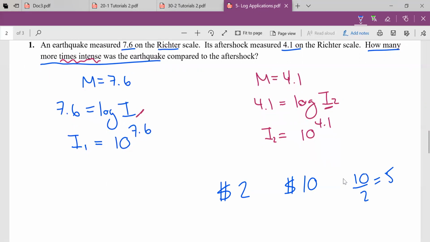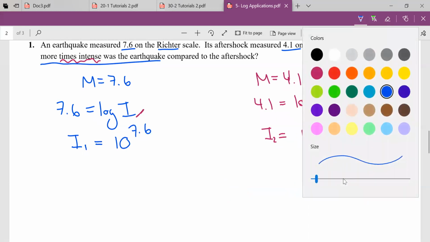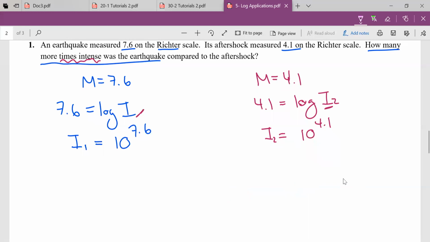What did we just do? How many times more anything is the bigger divided by the smaller. How many times more is the bigger divided by the smaller? Let's do it. Let's go for hot pink. Times more intense.